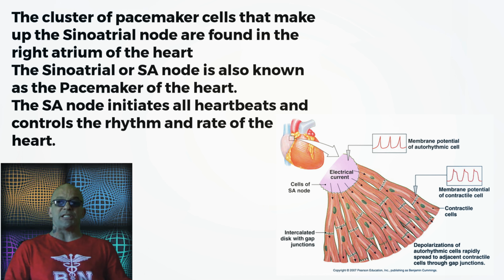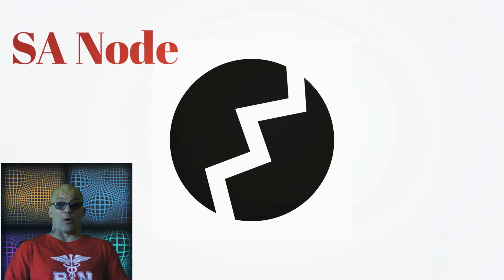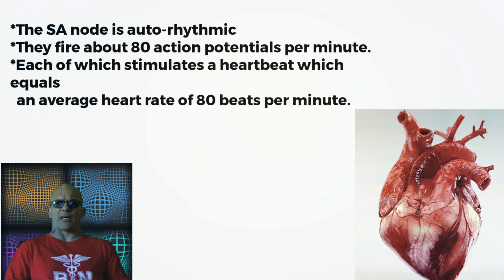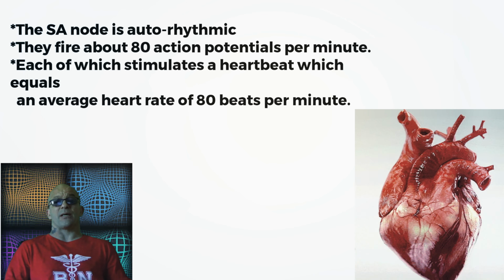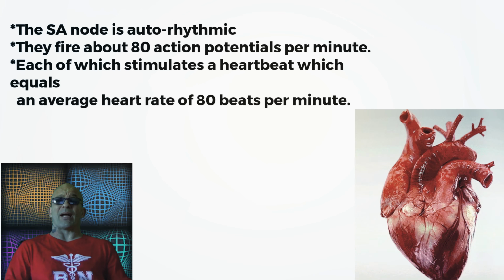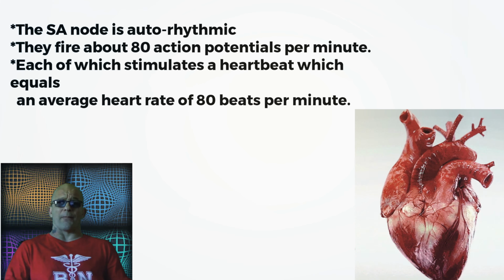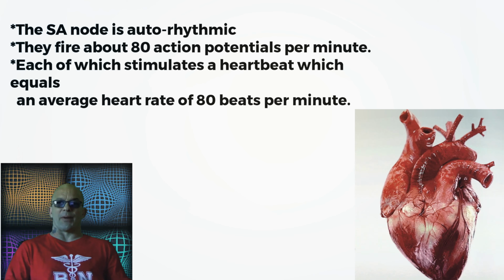The SA node initiates all heartbeats and controls the rhythm and rate of the heart. If the SA node becomes damaged, other structures will take over this role. Those structures will be discussed later in this lesson. The SA node is autorhythmic, which means they can create their own action potential without nerve stimulus. They fire about 80 action potentials per minute, each of which stimulates a heartbeat, which equals an average heart rate of about 80 beats per minute.